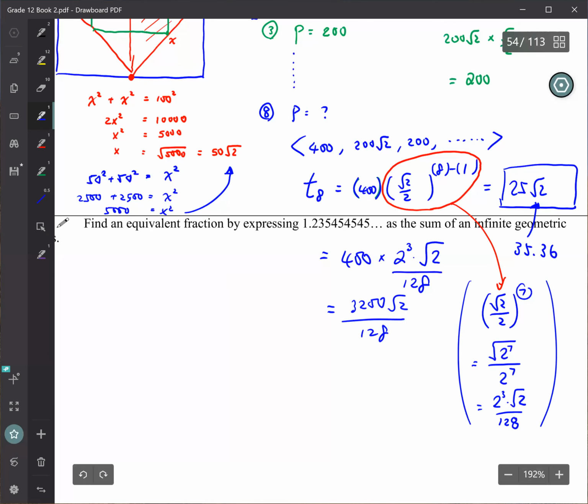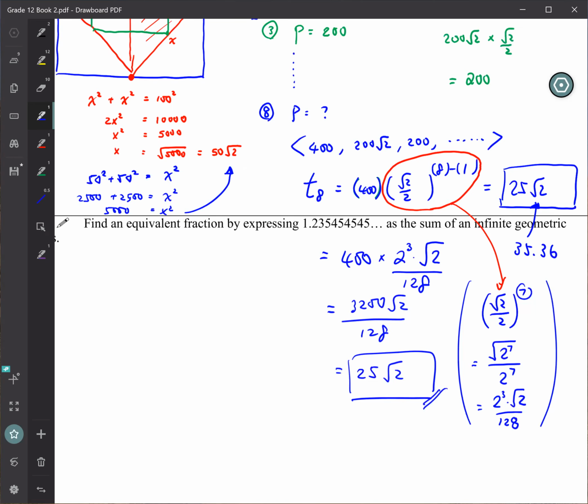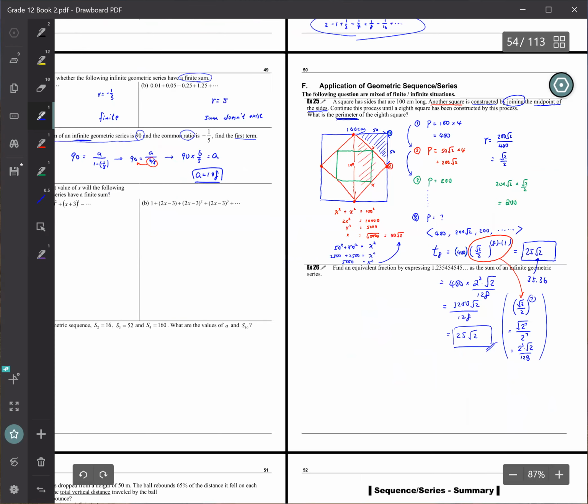Okay, and then that will simplify into 25 root 2. So you need to know how to get the exact answer as well, not just the decimal. Hopefully your teacher accepts decimals, right? Any questions?